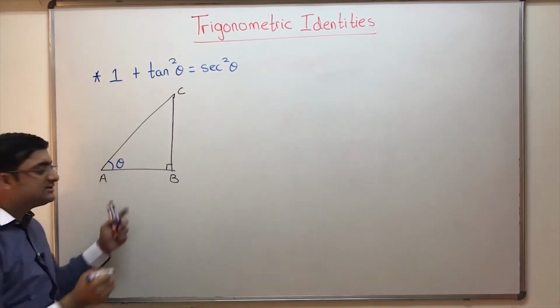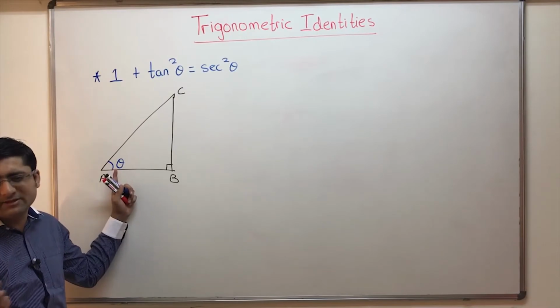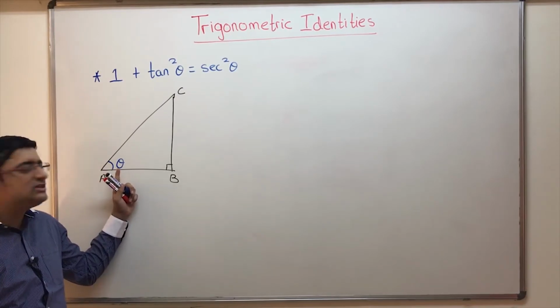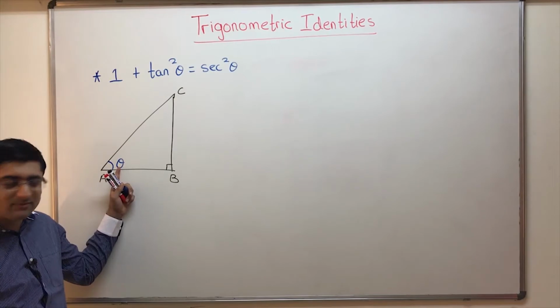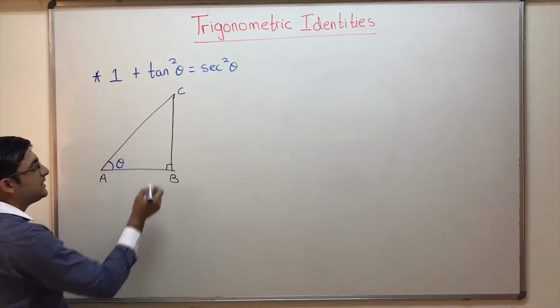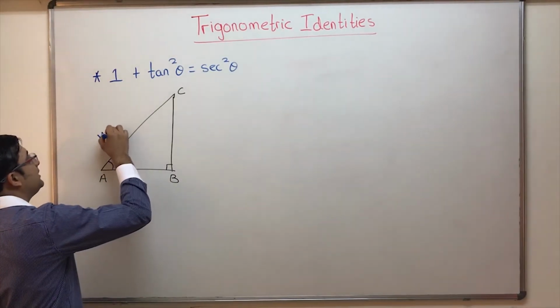Mark this as theta. See, what is theta? It is basically an angle variable. Just like for numbers we take x, so typically for angles we take theta. It's a Greek symbol, right? This represents some angle over here. Next, label your hypotenuse, perpendicular and base.